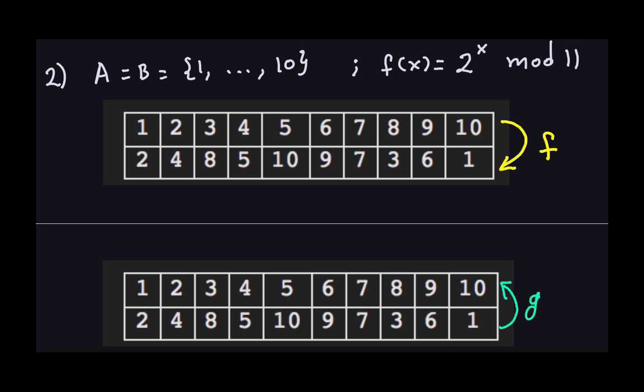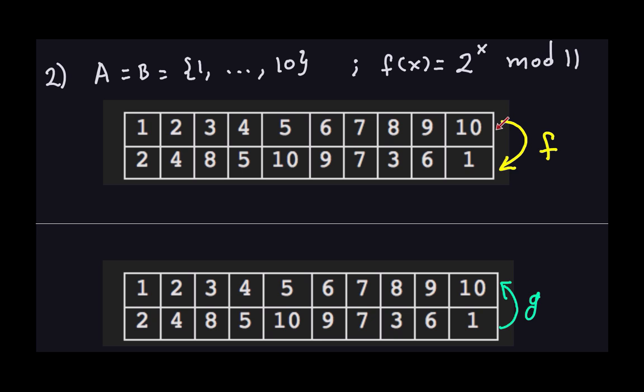So what I'm going to do is take my domain and my range or codomain to be the numbers from 1 to 10. And my function is going to be defined by this mathematical expression, which is whenever I have an input, I get 2 to that input and then take the remainder modulo 11.